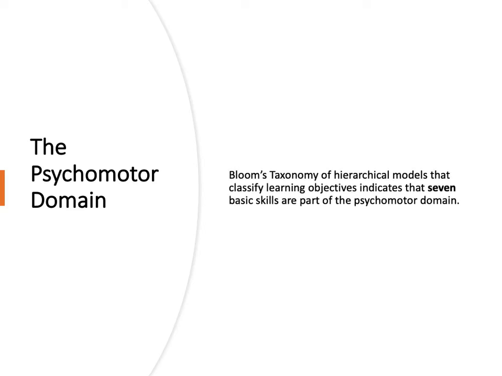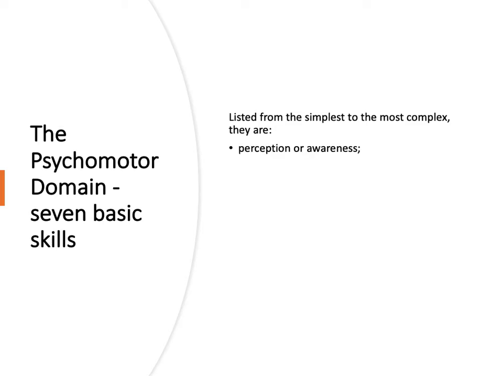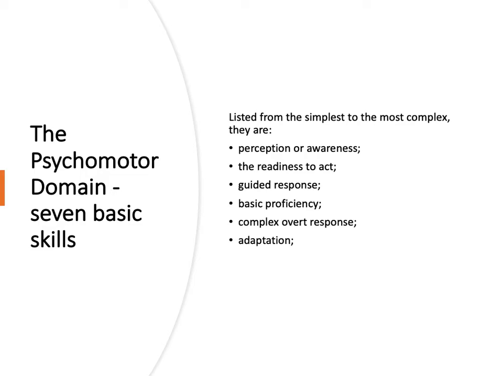Bloom's taxonomy of hierarchical models that classify learning objectives indicates that 7 basic skills are part of the psychomotor domain. Listed from the simplest to the most complex, they are perception or awareness, the readiness to act, guided response, basic proficiency, complex overt response, adaptation, and origination.